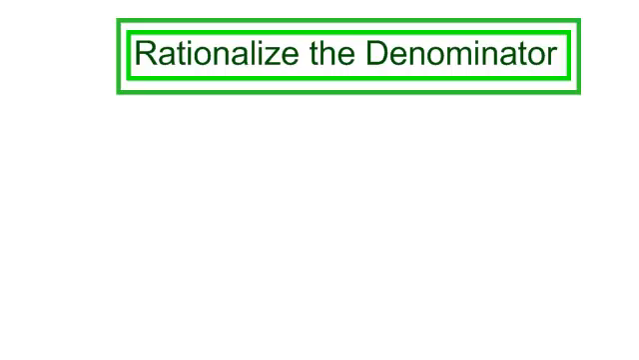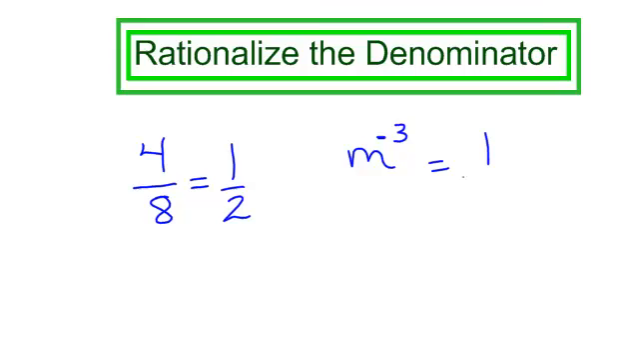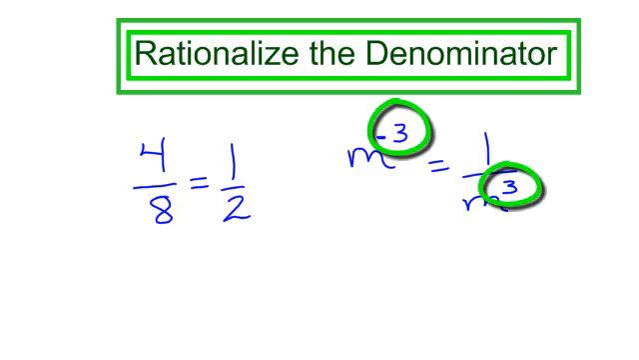In this video, we are going to learn how to rationalize the denominator. Do you remember in 3rd grade, if you had the answer 4/8, they made you reduce that to 1/2? That was just a rule. You had to reduce. Remember in monomials, if I had m to the -3, a negative exponent, I had to move it to the denominator because I wanted my exponent to be positive?